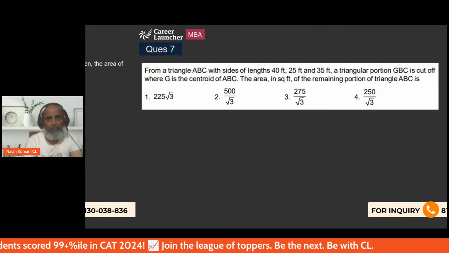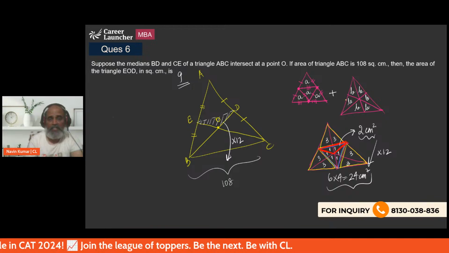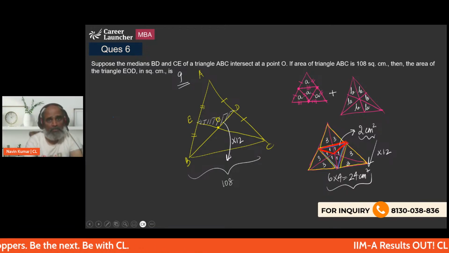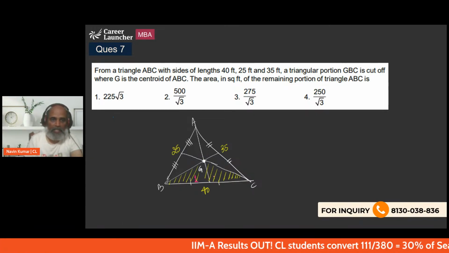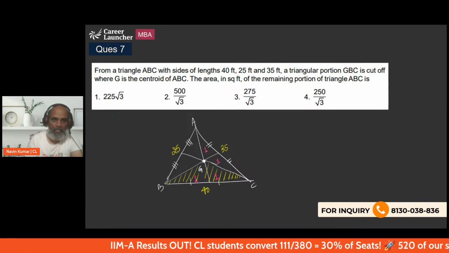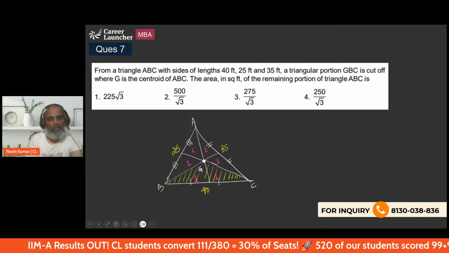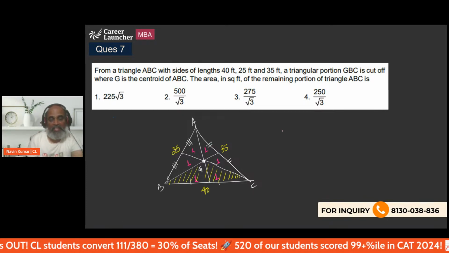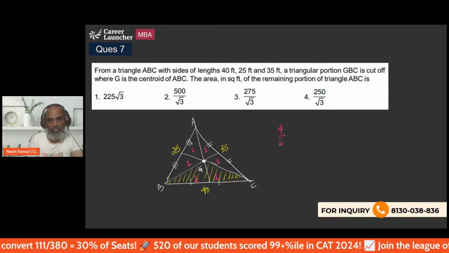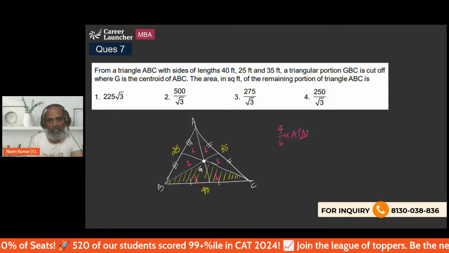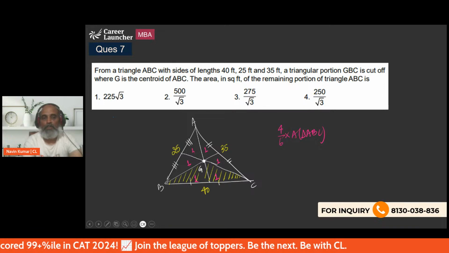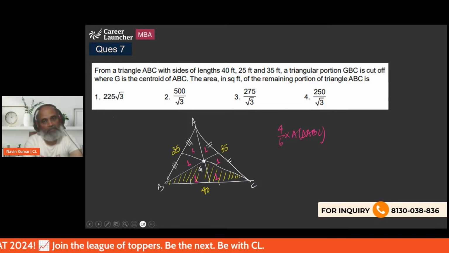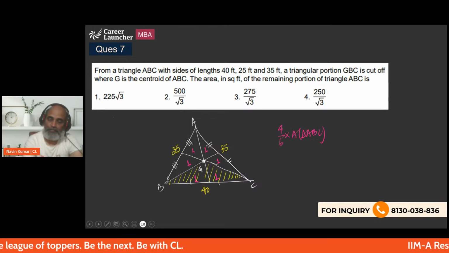If you remember, in the very previous question, we have seen that it divides into 6 triangles of equal area. So we have the area here as 1, 1, 1, 1, 1, and 1. So can we say the remaining area is going to be 4/6 of the area of triangle ABC. So our target is to find out what would be the area of the triangle ABC, right?